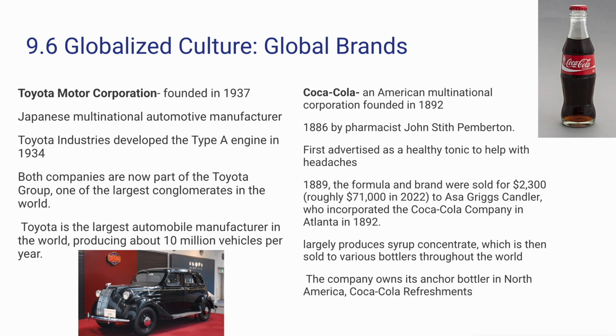Looking at vehicles, for example, Toyota Motor Corporation, founded in 1937, is a Japanese multinational automotive manufacturer. Toyota Industries developed a Type A engine in 1934, and both companies are now part of the Toyota Group, which is one of the largest conglomerates in the world. So, like many businesses under one. Toyota is the largest automobile manufacturer in the world, producing about 10 million vehicles per year.